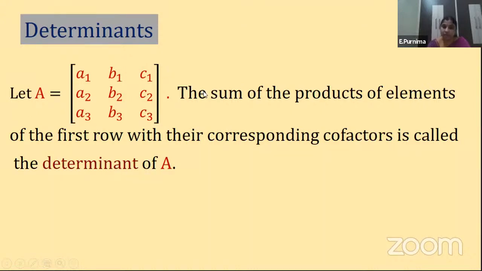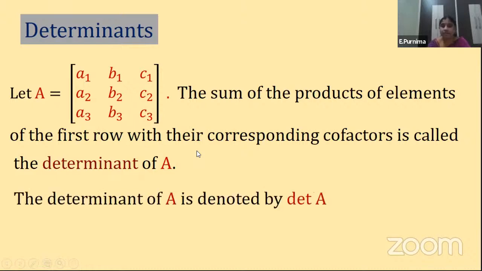So what we have got here, children? The sum of the products of the elements of the first row with their corresponding cofactors. We are asked to find the sum of the products. Which products? The elements of the first row, with their corresponding cofactors. You know how to find the cofactor of every element. So this element into its cofactor, plus this element into its cofactor, plus this element into its cofactor. Clear? That value gives the determinant of this entire 3 by 3 matrix. Let us see how it is.